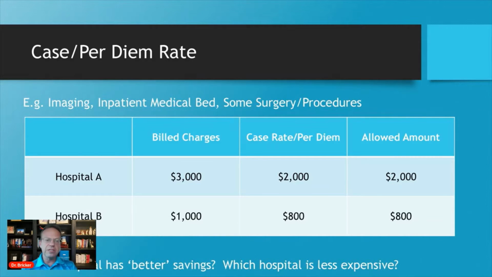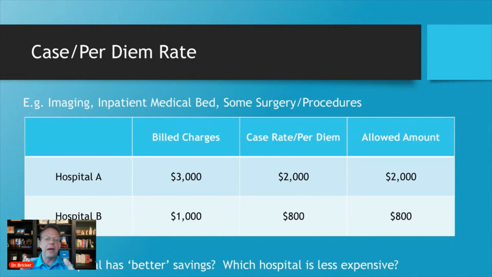Now, how does this work? Let's use the simple example of an MRI that's actually performed at the hospital. Hospital A says, look, we're going to bill $3,000 for the MRI. And the insurance carrier says, I don't care what you bill for your MRI. Let's negotiate what that allowed amount is going to be, what the case rate's going to be. They go back and forth and say, okay, $2,000 per MRI. That's what our case rate's going to be. It's very simple with a case rate: the allowed amount is just equal to the case rate, or $2,000.